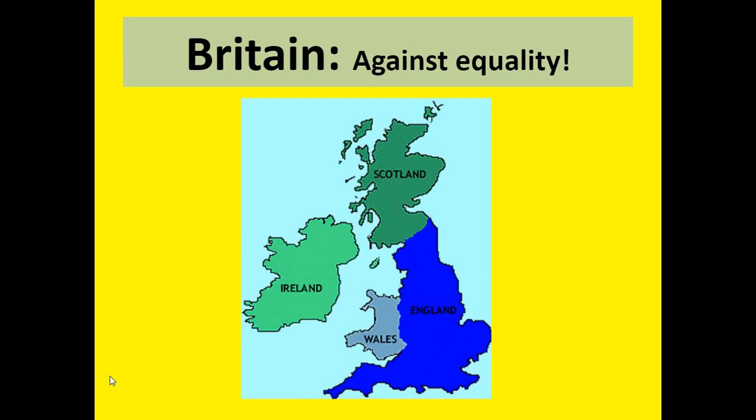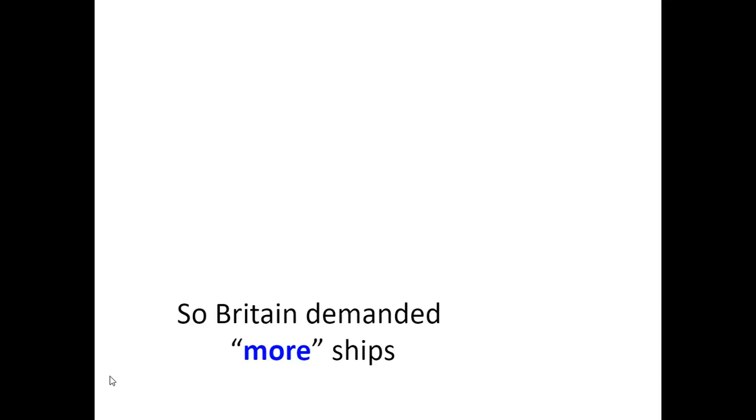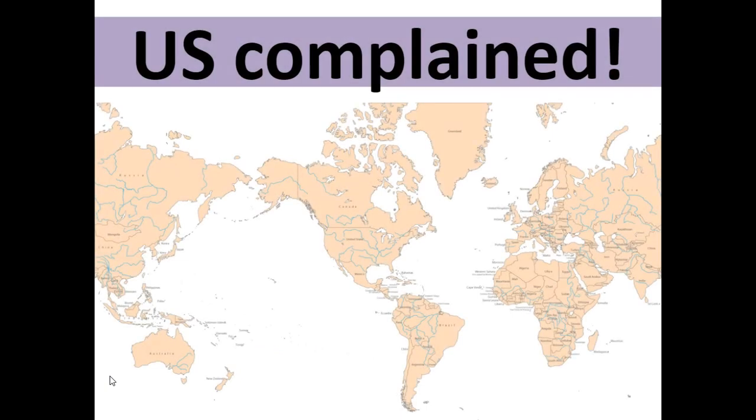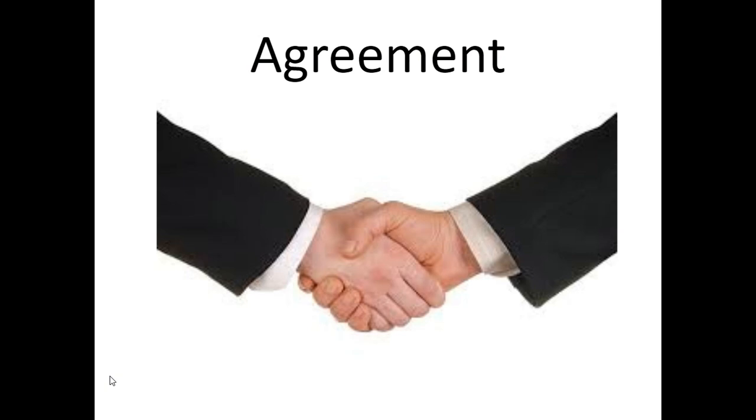Britain was upset. They said, no, I do not want equality. Look at my empire. I have to watch 3 oceans. I can't be equal with these other countries. So Britain demanded more ships. US then complained and said, well, we have 2 oceans that we have to guard. We need a bigger navy too. So Japan only has 1 ocean that they have to patrol. So no, equality is not equity in this case.